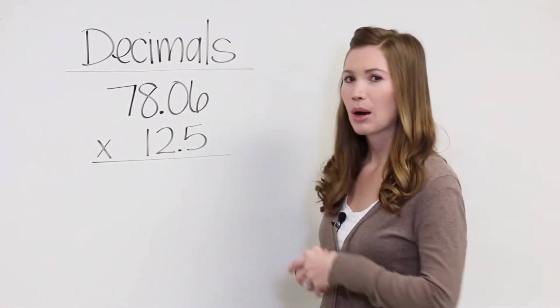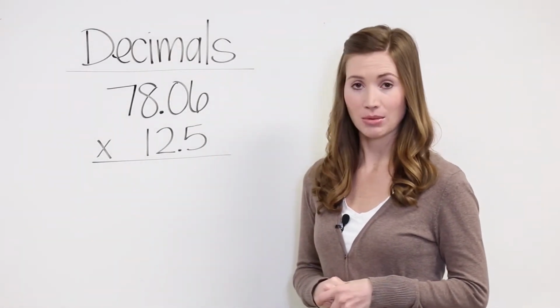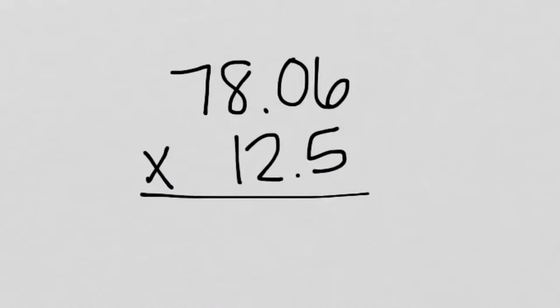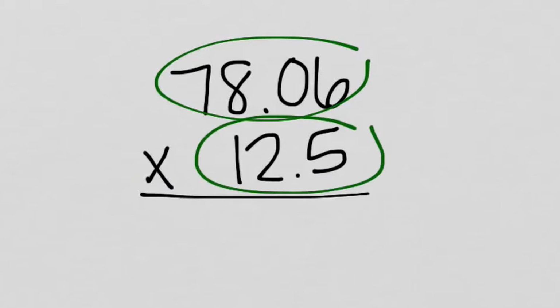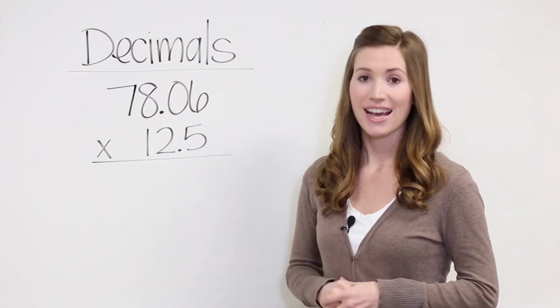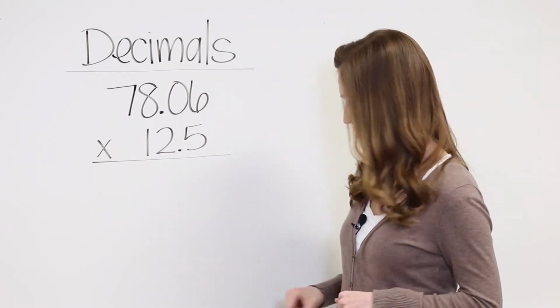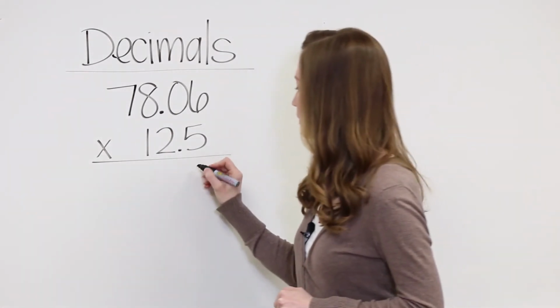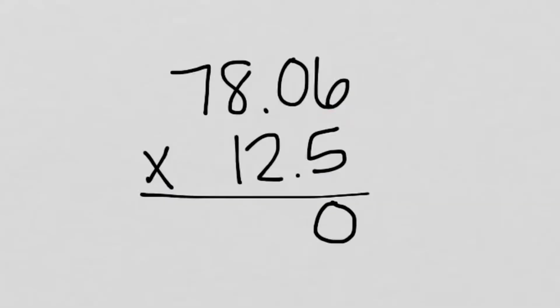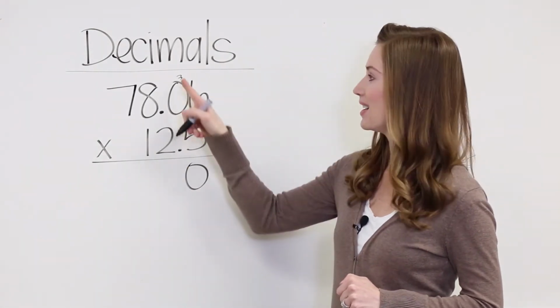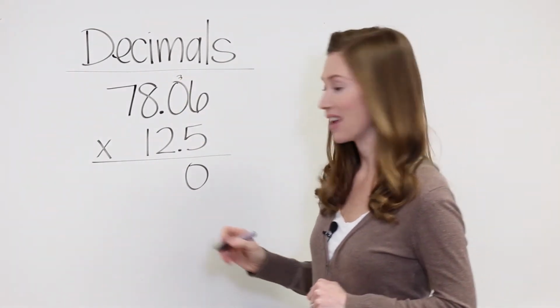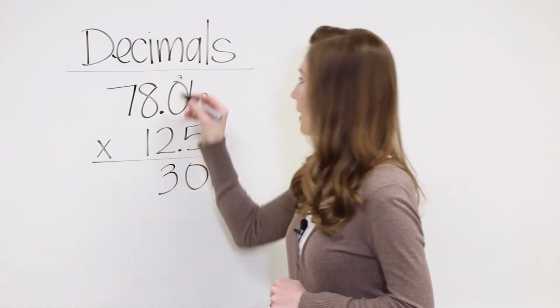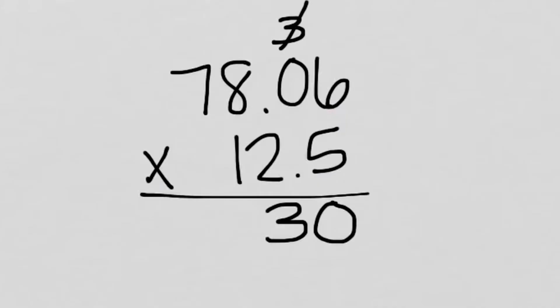You may have noticed this problem looks a little bit different than the last problem. The difference is we have 4 digits in our first number and 3 digits in our bottom number. But we're going to multiply as usual. Here we go. 5 times 6 is 30. Write the 0, carry the 3. 5 times 0 is 0, plus 3 is 3. I'm going to cross off my 3 so I know I've already used it.